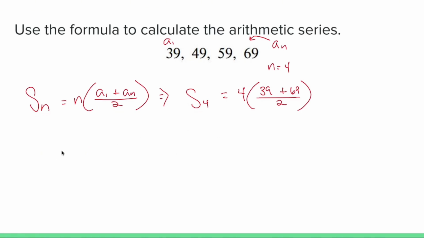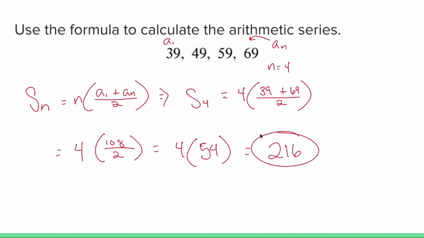Okay, now it's just a PEMDAS problem. 39 plus 69, nice, is going to be 108. So 108 divided by 2 is... 56. Nope, 54. And 4 times 54 is 216.